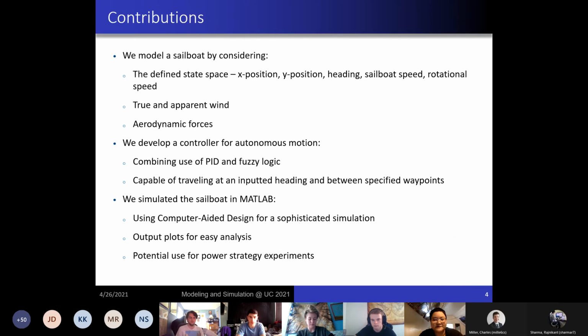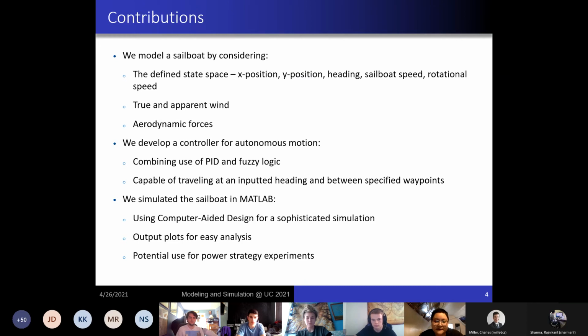So these are the contributions to the collective work on autonomous sailboats. We model a sailboat by considering the defined state space consisting of the X and Y position, heading, sailboat speed, and rotational speed. There's also true and apparent wind and aerodynamic forces. We develop a controller for autonomous motion by combining the use of PID and fuzzy logic, which makes the sailboat capable of traveling at an inputted heading and also between specified waypoints.